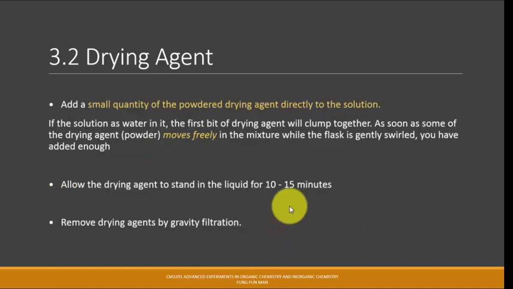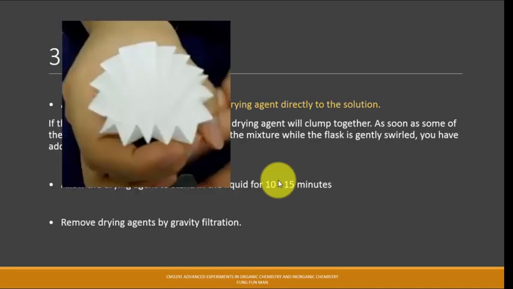How much to add? Add until your liquid moves freely. Okay, the powder that you just added moves freely, which means it doesn't form extra lumps. If additional drying agent is added and it forms lumps, that means it's aggregating the moisture and it's still not dry yet. So you add a bit, and you see whether the newly added drying agent flows freely in small grains, then you know it's dry. After that, remove it by gravity filtration. Still, I hope you remember how to fold a filter paper. Practice.